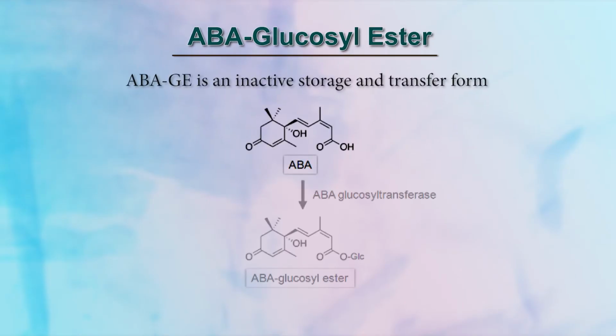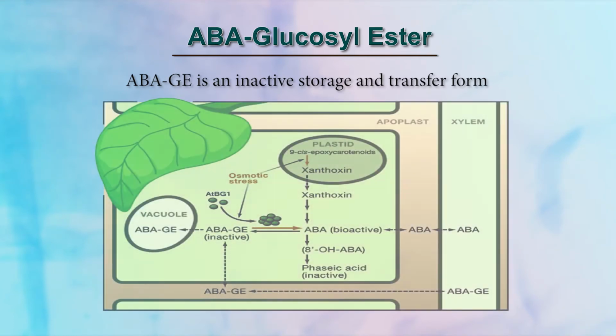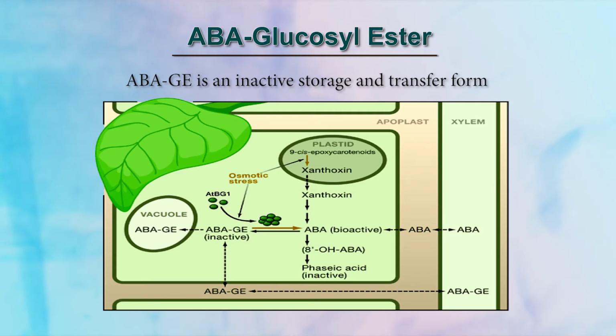ABA can be glucosylated by the enzyme ABA-glucosyltransferase, and this glucosylated form can again be reconverted to free ABA by the enzyme beta-glucosidase. Now, glucosylated ABA is a storage form within the vacuole, as well as a transport form through the xylem along with free ABA. So, conditions like osmotic stress induce the glucosylated ABA to be converted to free ABA, which is then transported and can exert its effect.